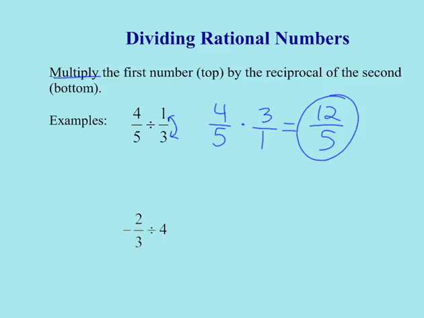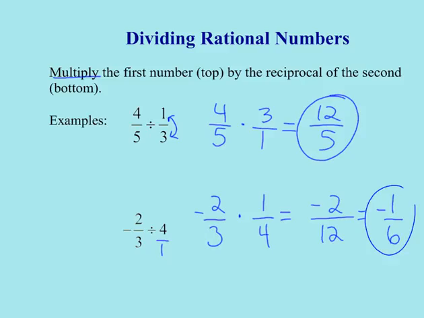All right, next we have negative 2/3 divided by 4. Remember, 4 is 4 over 1. So we're going to take the first number, negative 2/3, and multiply it by the reciprocal of 4, which is 1/4. Now we multiply our numerators, negative 2, multiply our denominators, 12, and reduce, we get negative 1/6. So as you see, a division problem with fractions actually becomes multiplication by the reciprocal.